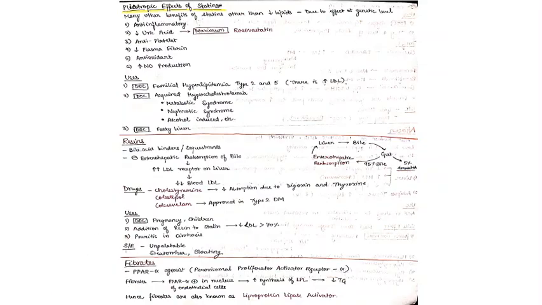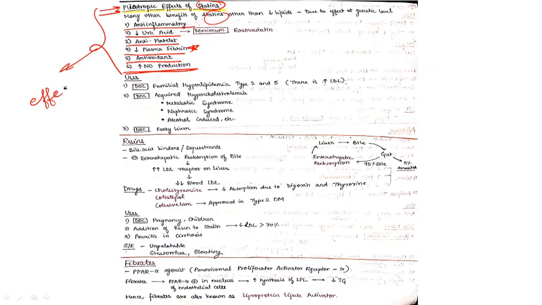Now let's discuss some other effects of statins, the pleiotropic effects of statins. Many other benefits of statins are also there, along with decreasing lipids. Statins are anti-inflammatory in nature. Statins also decrease your uric acid. Statins are antiplatelet as well. Statins also decrease your plasma fibrinogen level. Statins also act as antioxidants. Statins also increase your NO production. So these are the other effects which are associated with statins.